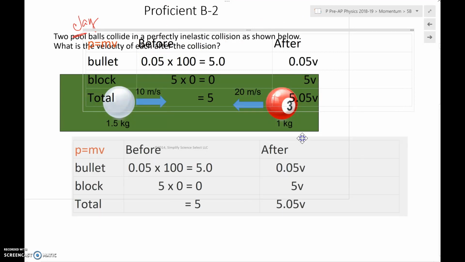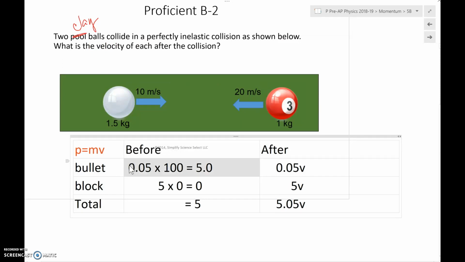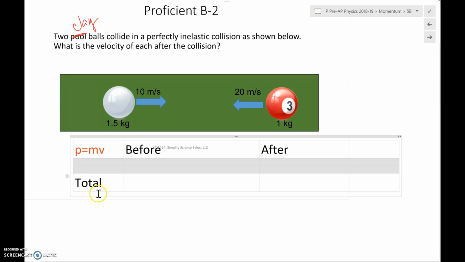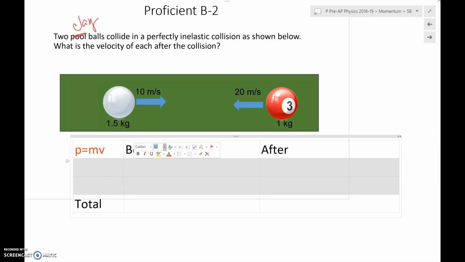And in this table, let me clear some things out so we can get rid of a few things. So we're going to start over here. I'll get rid of that. They're not the bullet and the block anymore, so we'll have to come over to that. And I'm going to make this big again, so we can see it. So you guys get yourself set up. I'll get myself set up.